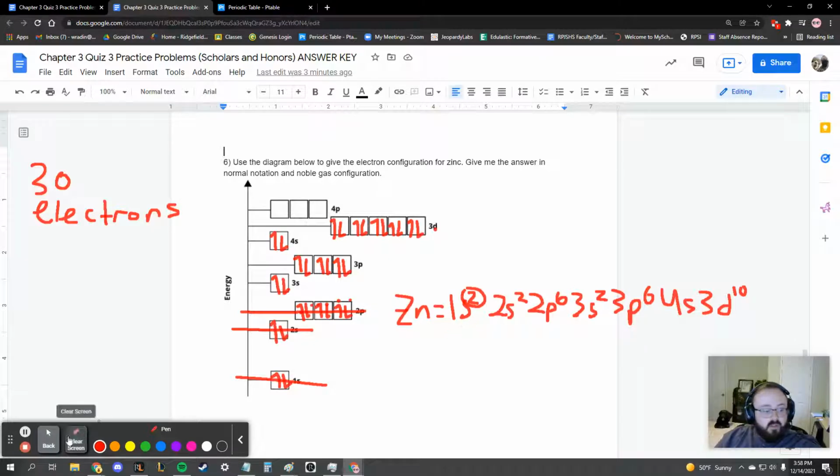Here is our electron configuration. I'm going to just erase this bit and rewrite it. This is a whole lot of information. Okay. All of this is the electron configuration. There is a way to make this shorter, which is known as the noble gas configuration.